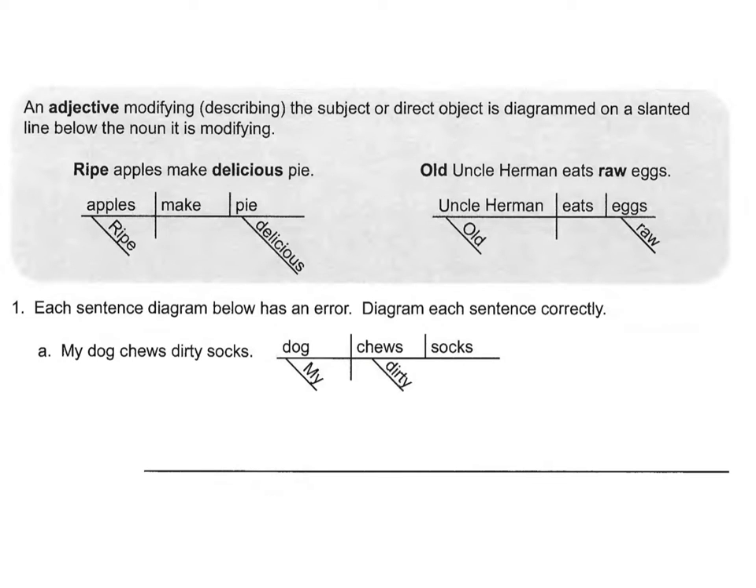An adjective modifies or describes a subject or a direct object and is diagrammed on a slanted line below the noun it is modifying. So we have: Ripe apples make delicious apple pie. Who or what's that about? It's about apples. That's our simple subject. What do they do? They make. That's our simple predicate. What do they make? Some people say delicious pie, but that's wrong. They just make pie. Okay, that pie is our direct object. What kind of pie? Delicious pie. What kind of apples? Ripe apples.